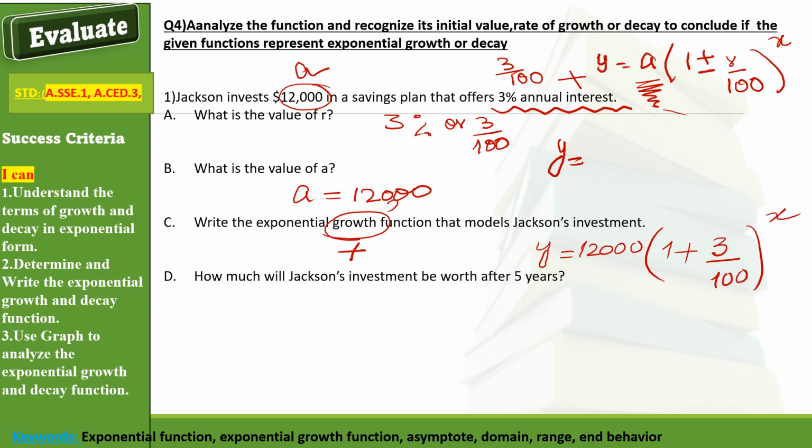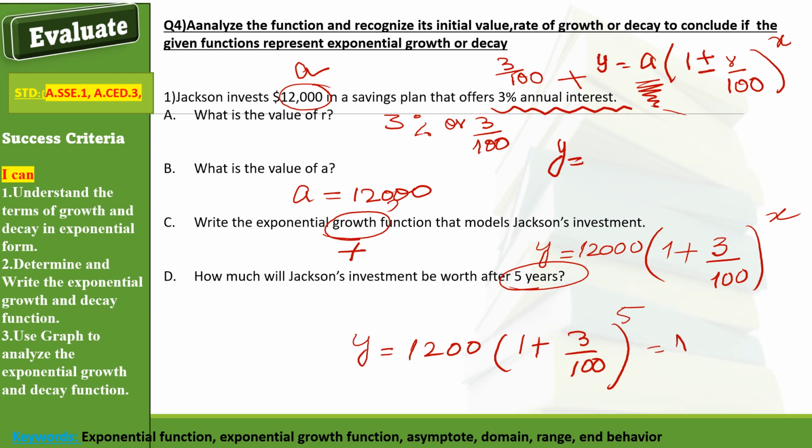How much will Jackson's investment be worth after 5 years? Which means just replace the x by 5 and then put it in the calculator to get your final answer. Let me check. You also check your answer and compare with my answer. So we will write all this in the calculator, and our answer is 1391.128, and you have to write your answer in dollars.